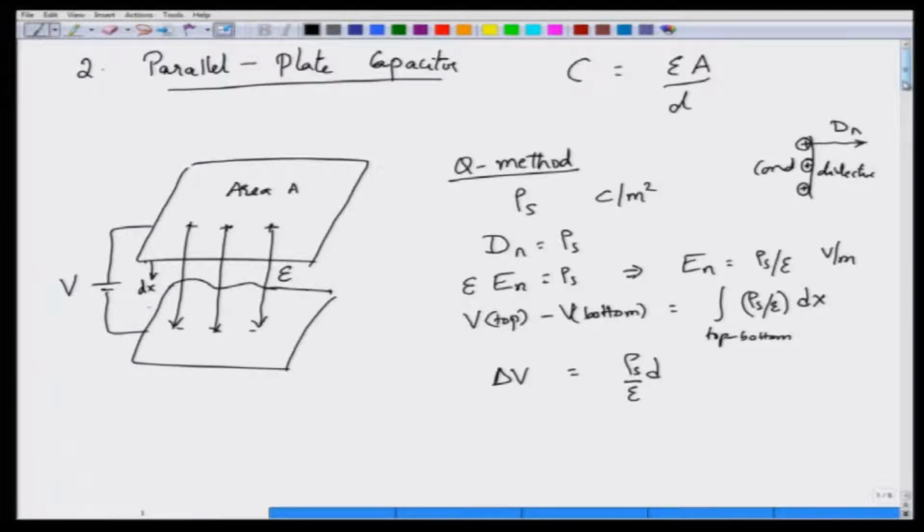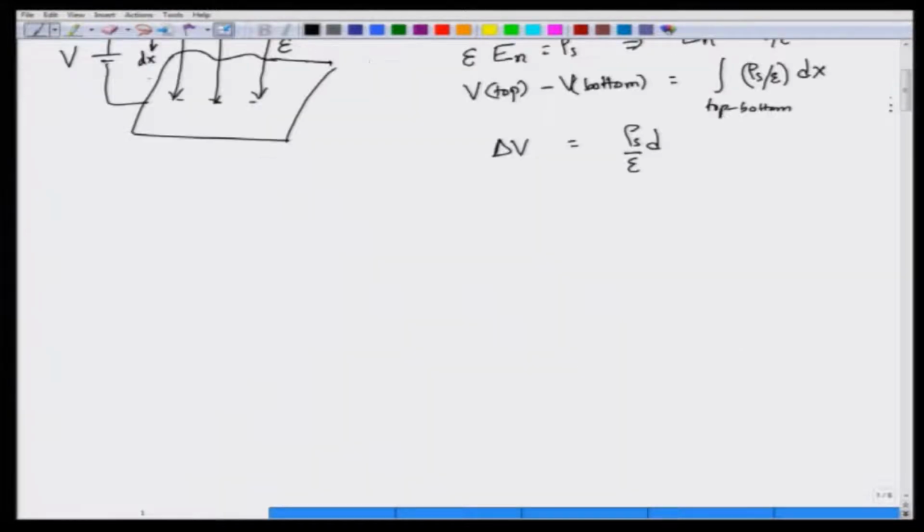Now, you already know the charge density. The capacitance can now be obtained as the ratio Q by delta V, where Q is the charge that is contained.